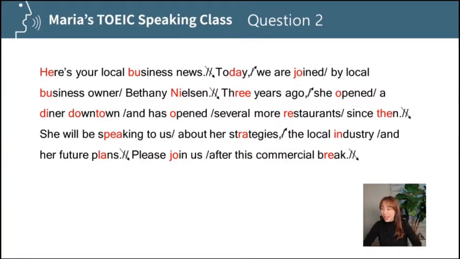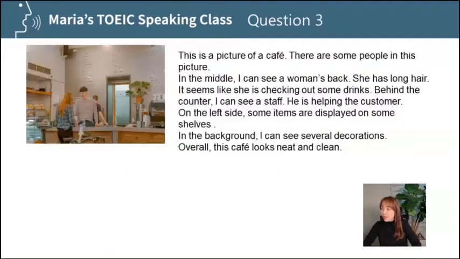그림 묘사입니다. 카페 사진 나왔죠? This is a picture of a cafe. There are some people in this picture. In the middle, I can see a woman's back. She has long hair.